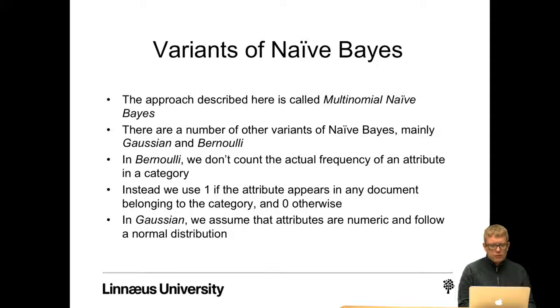The approach described here is what we call a multinomial naive Bayes. There are a number of other variants of naive Bayes, mainly Gaussian and Bernoulli. In Bernoulli, we don't count the actual frequency of an attribute in a category. Instead, we use 1 if the attribute appears in any example or document belonging to the category, and 0 otherwise. In Gaussian, we assume that the attributes are numeric and follow a normal distribution.